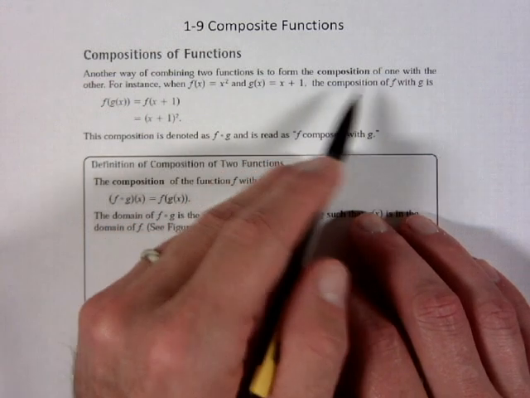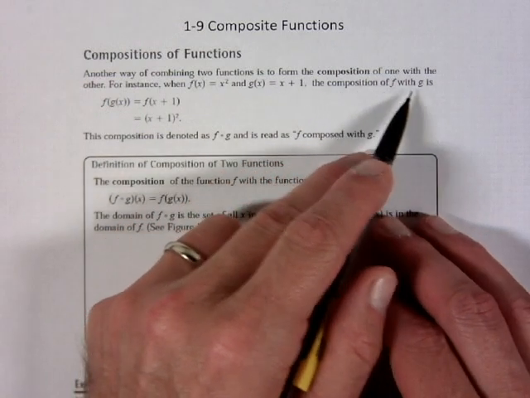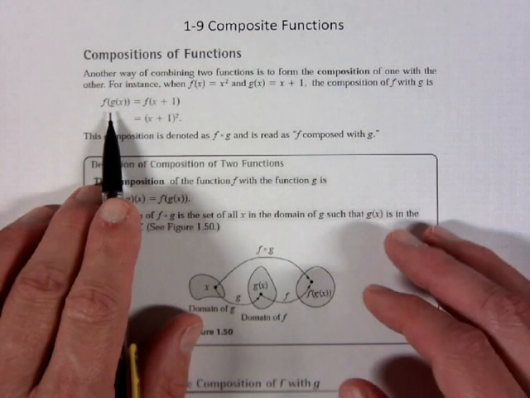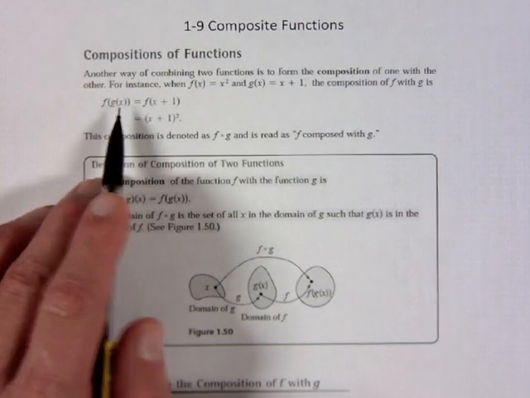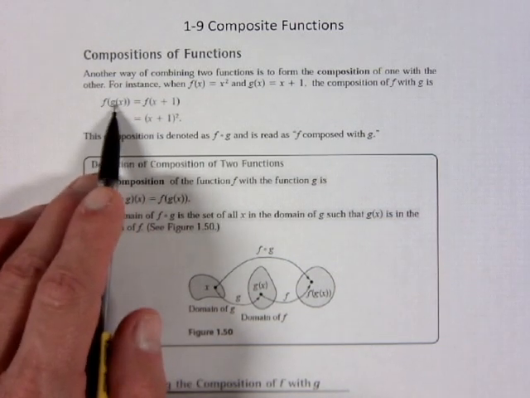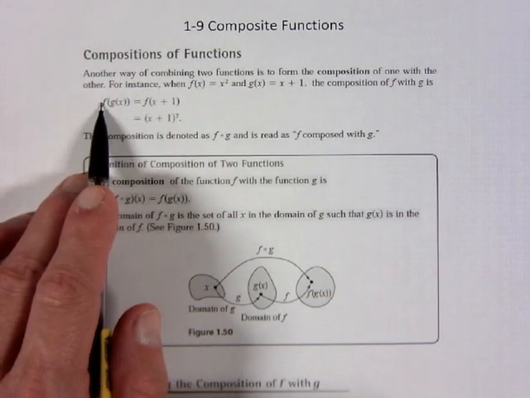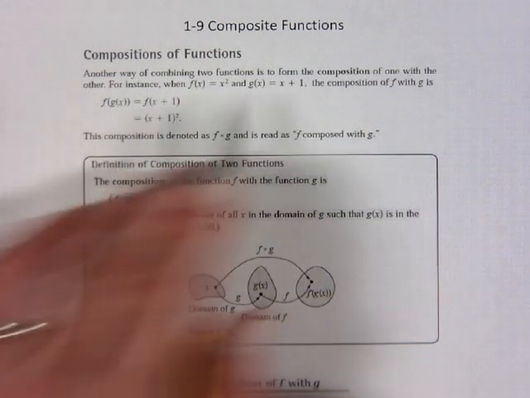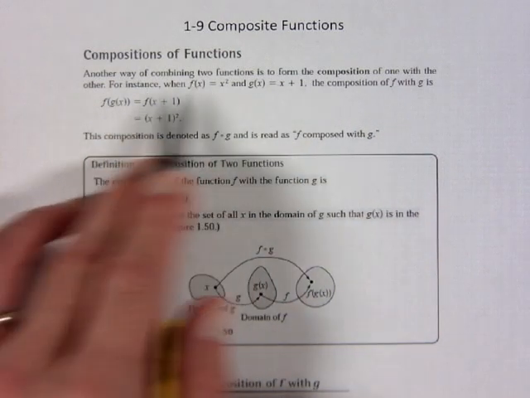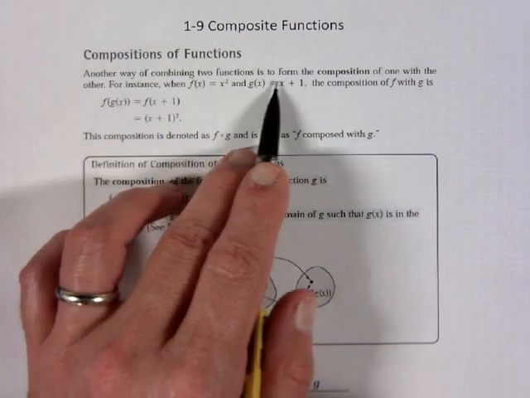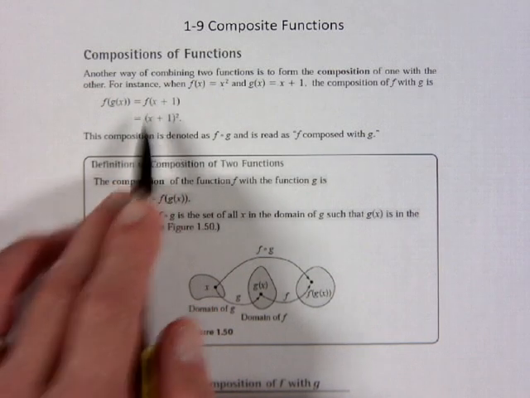So the composition of f with g is going to be, you would take the g of x part first, which is x plus 1. Then you want to take f of g of x. So I want to take x plus 1 now and plug that into the f function, which means I would want to take x plus 1 and then square it.